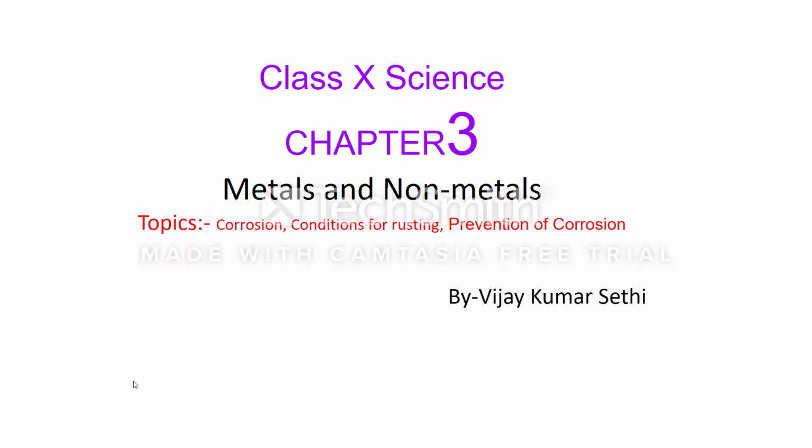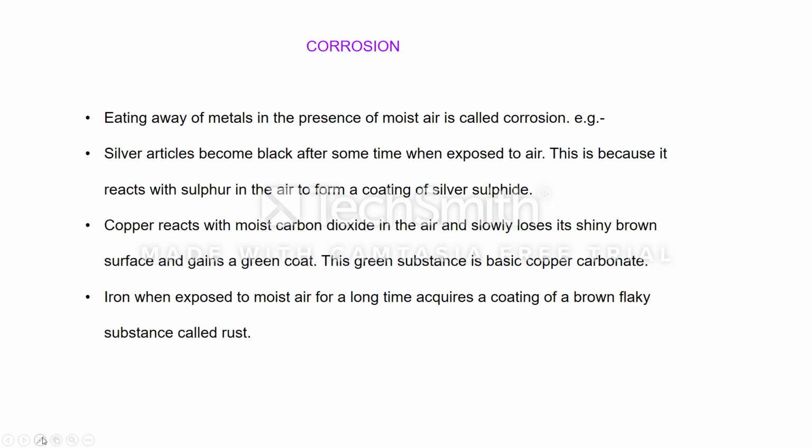Hello friends, in class 10 science chapter 3 metals and non-metals we will discuss corrosion, conditions for rusting and prevention of corrosion. Let us see one by one. Corrosion. In the first chapter you discussed this. Actually, eating away of metals in the presence of moist air is called corrosion.